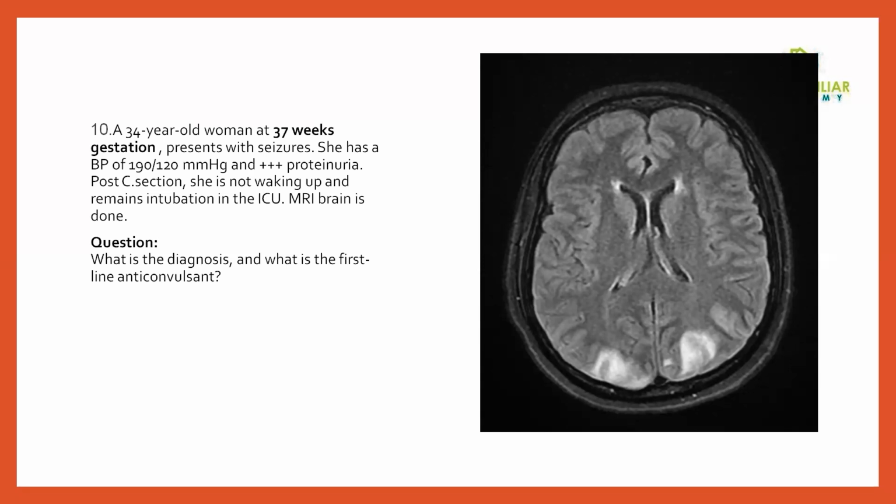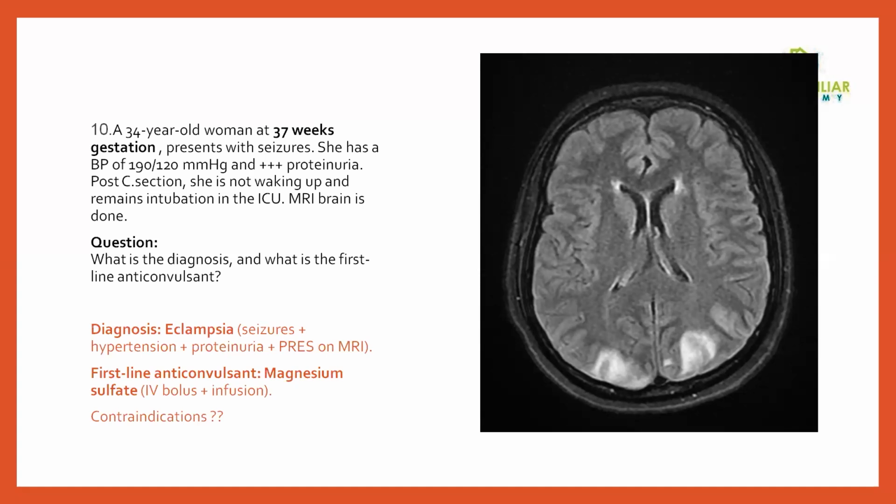Hyperintensity in the bilateral posterior area, most probably in the occipital area. Yes, hyperintensity, bilateral. Yeah, and it's reversible, in the posterior circulation. Fine. And we all know the anticonvulsant of choice. Okay, so a further question I had for you is, what are the contraindications of magnesium sulfate? There are very few contraindications.